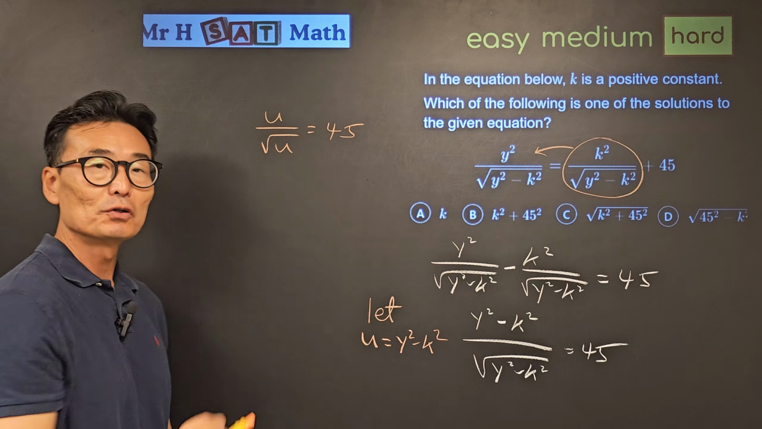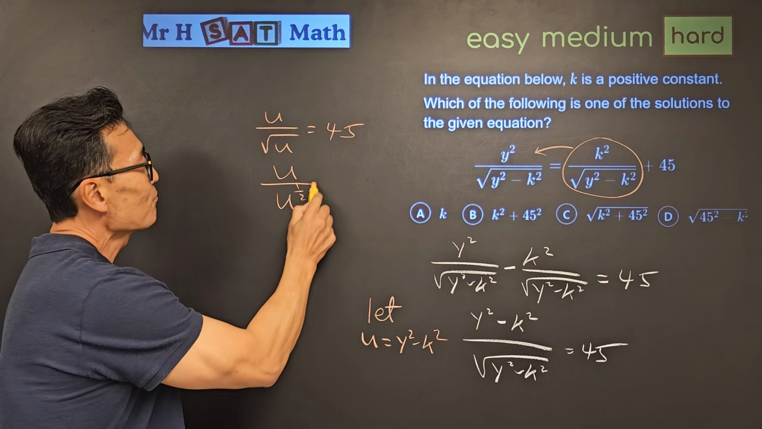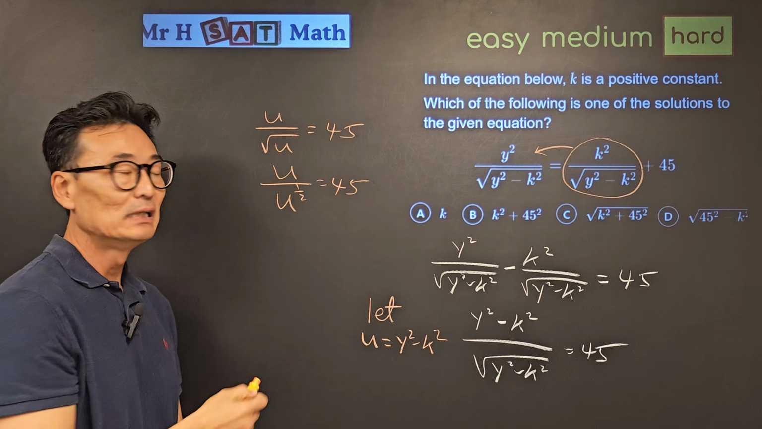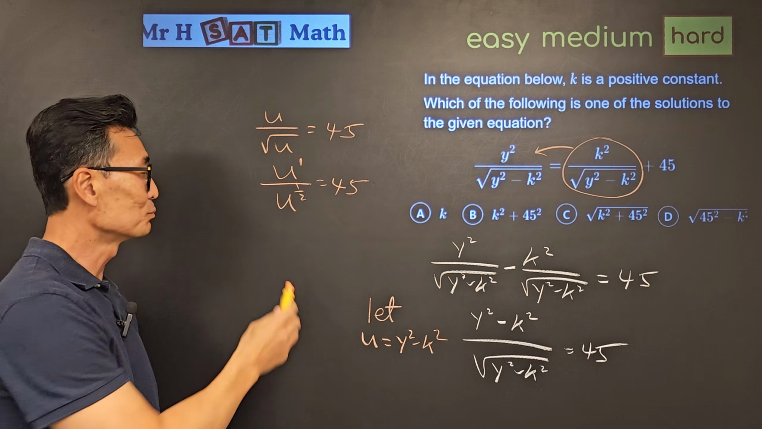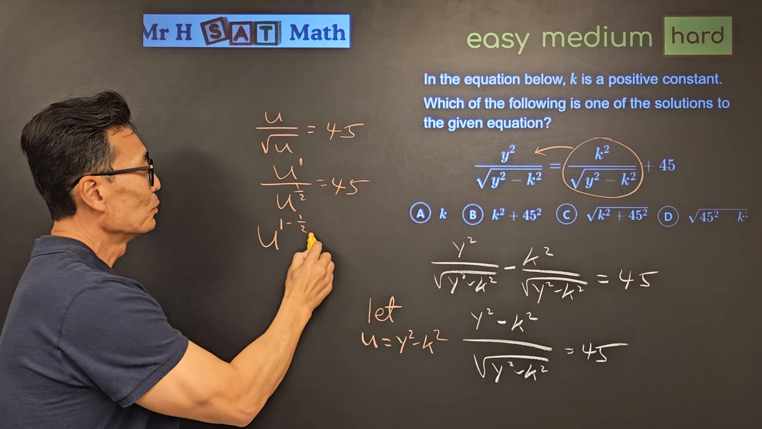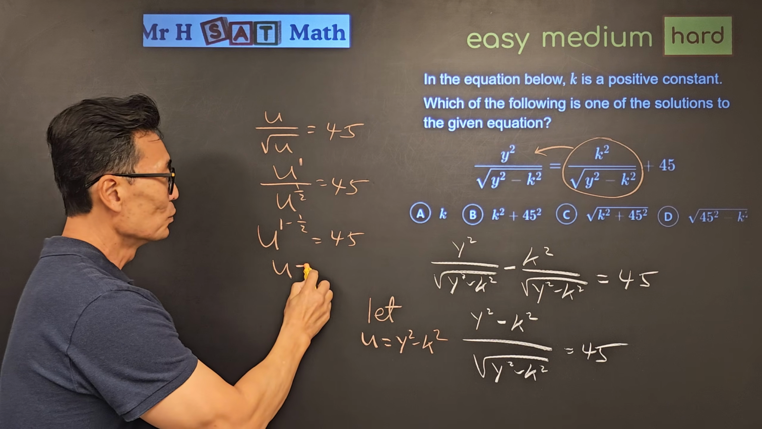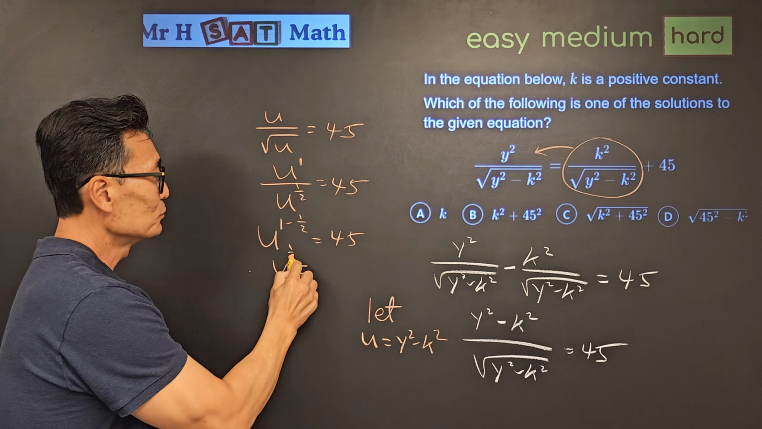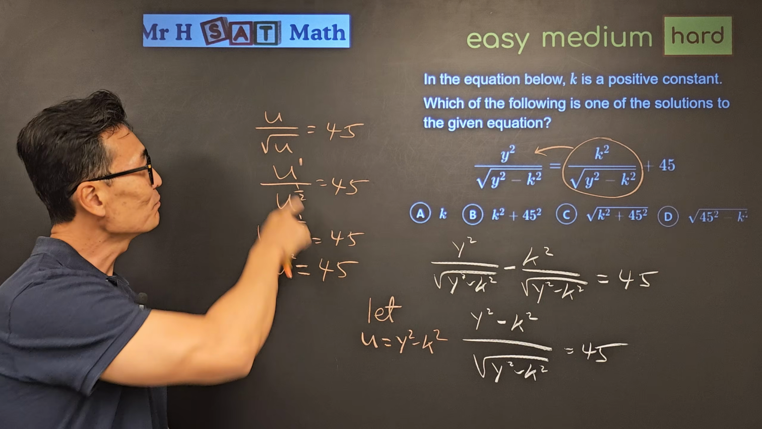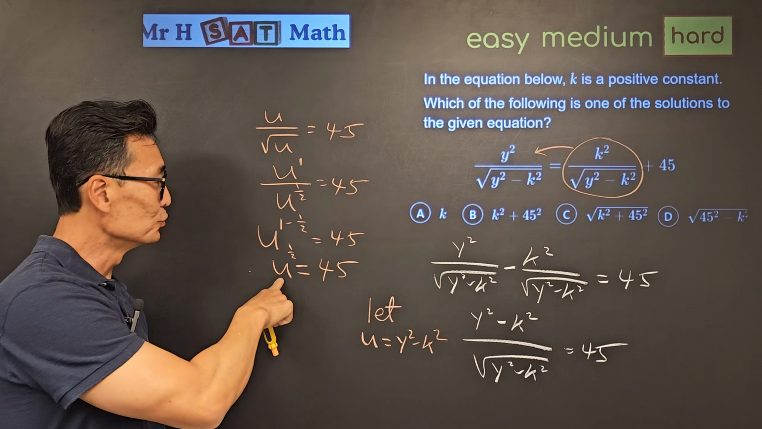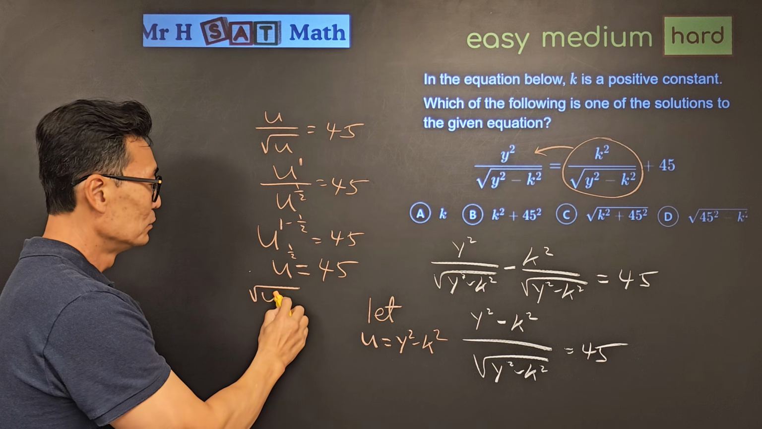So if you have u over square root of u, that's the same thing as u over u to the half power. When you have u and u to the half power like this, we subtract the exponents. We learned this in pre-algebra, where we get u to the 1 minus half, which is 1 half, so u to the half power equals 45. So we simplify that u over square root of u into u to the half power, which is the same as square root of u.